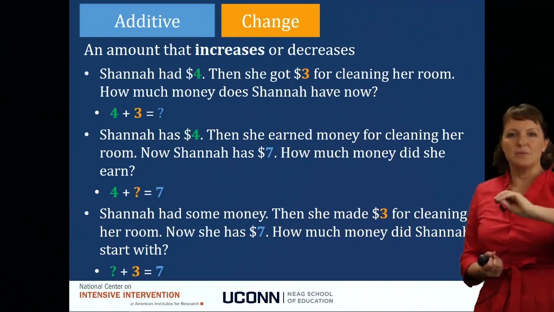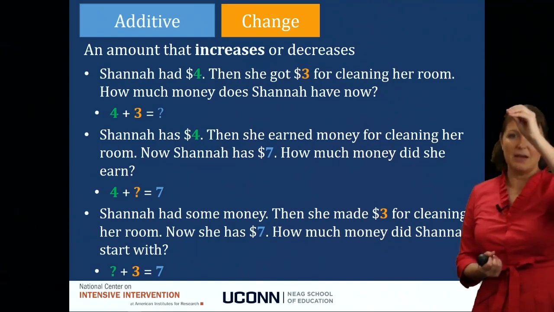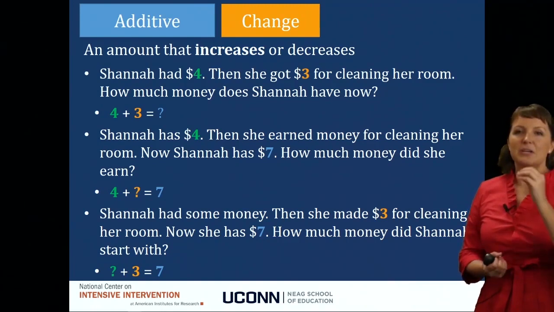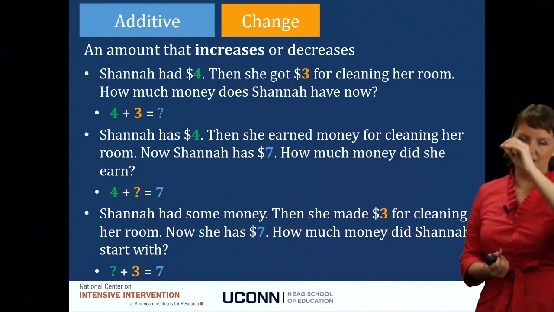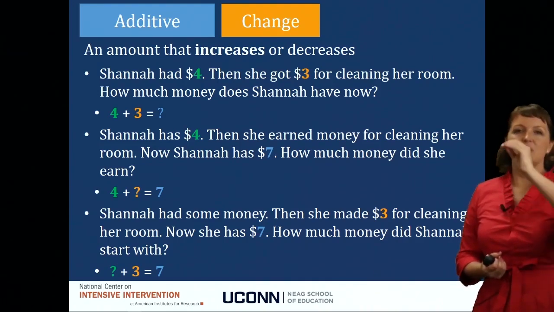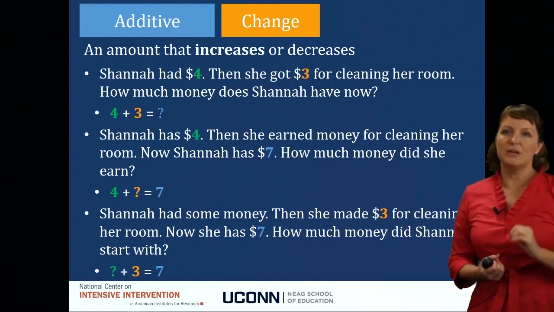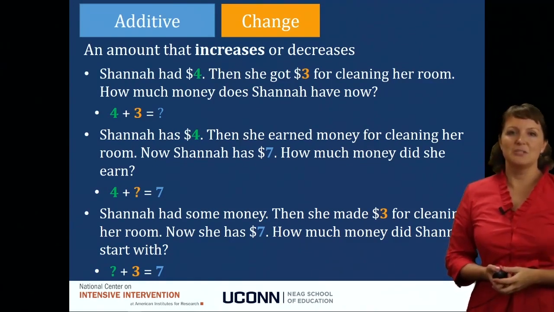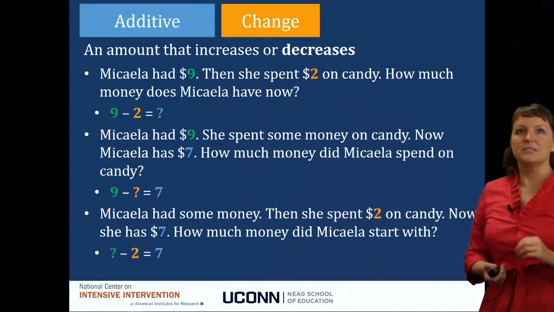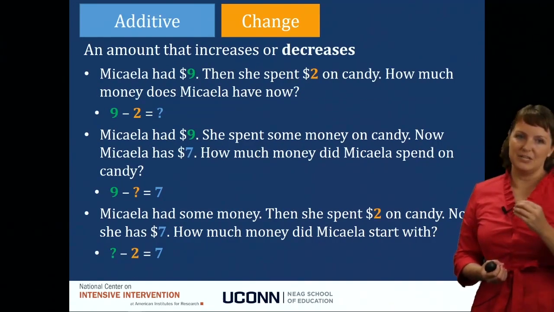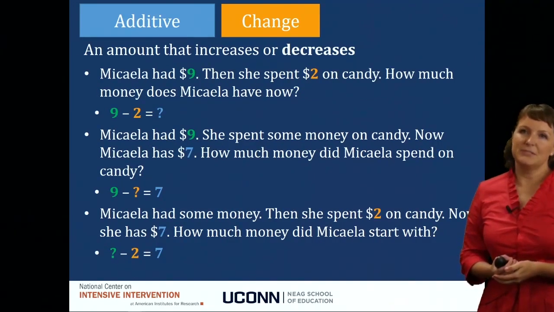So in this problem, I'm given the start amount and the end amount, and we have to figure out that change. And then in the final example, Shanna had some money, then she made $3 for cleaning her room, and now she has $7. How much money did Shanna have to start with? So they were given the change and the end amount, and we have to figure out how much money she had to start with. So there's change where we have an increase, and there's also changes where we have a decrease. So here are some examples of that.